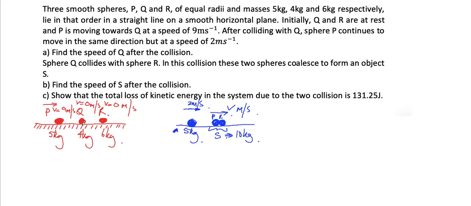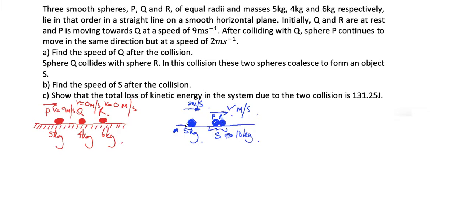After the collision, Q and R are at rest, so there's no velocity, v equals 0. Before collision, the only particle that's moving is P. P is moving towards Q at the speed of 9 meters per second. After colliding with Q, sphere P continues to move. It's still moving, that's what I've written here in blue, at a speed of 2 meters per second. Find the speed of Q after the collision.